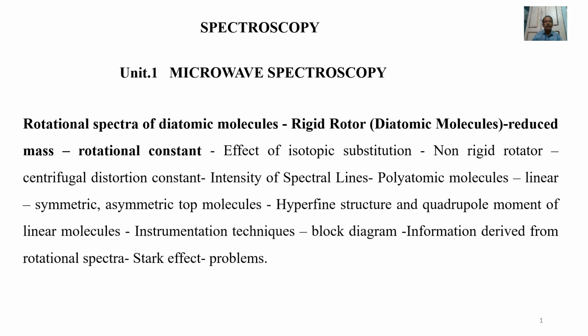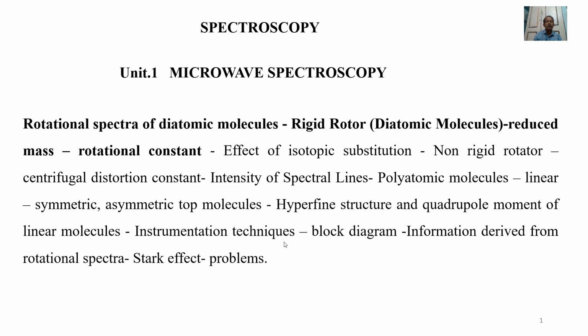In this unit, we are going to discuss microwave spectroscopy, and we are going to cover the topics: rotational spectra of diatomic molecules, rigid rotor, diatomic molecules, reduced mass, rotational constant, effect of isotopic substitution, non-rigid rotator, centrifugal distortion constant, intensity of spectral lines, polyatomic molecules, linear, symmetric, asymmetric top molecules, hyperfine structure, and the quadrupole moment of linear molecules, instrumentation techniques, block diagram, information derived from rotational spectra, Stark effect, and some problems.